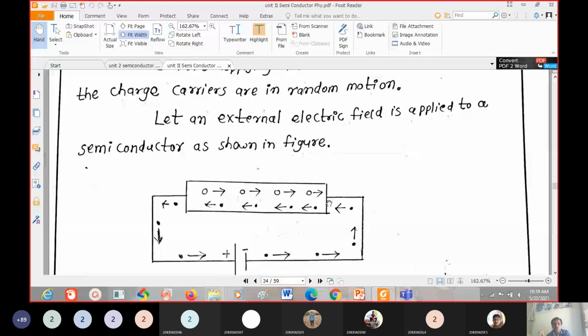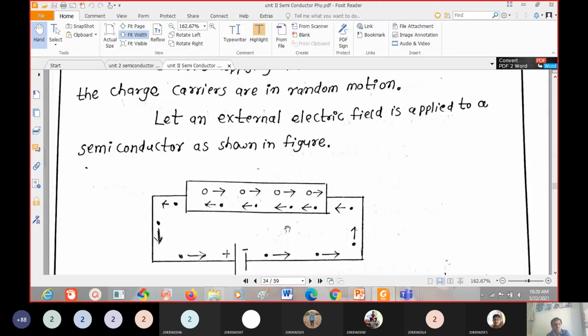Carriers move in a particular direction only when you apply a potential difference or external voltage. Otherwise, the charge carriers inside the semiconductor move in random directions, which is why no current flows through the circuit. Here, they move in a particular direction, so there is a resultant current passing through the circuit. Due to the external field, this current is what we call drift current.